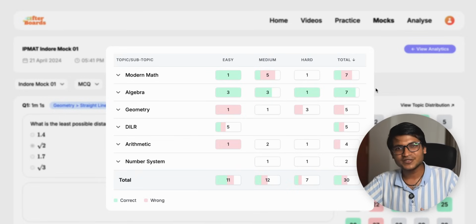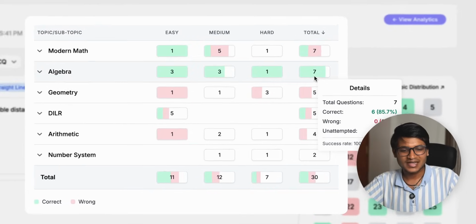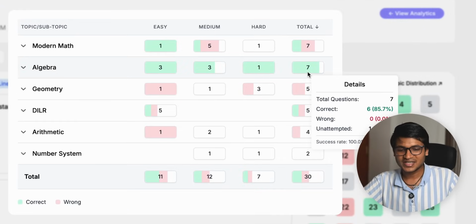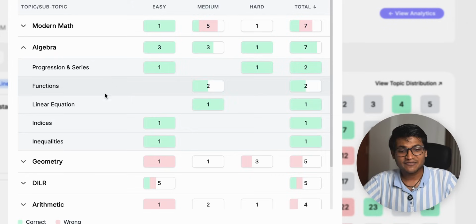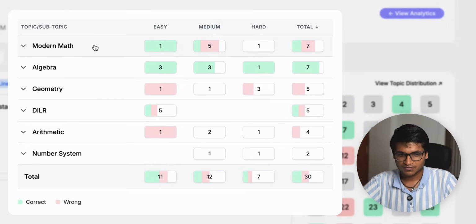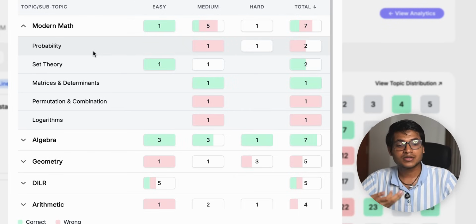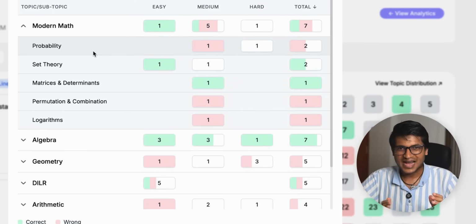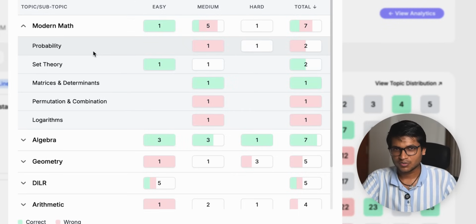This student is really good at algebra. You can see that they got 6 out of 7 questions correct and the other one was left unattempted. And we can also see the subtopics of the same. They're not the best at modern math and this is something they need to work on. So this analytics tells them for each particular mock.